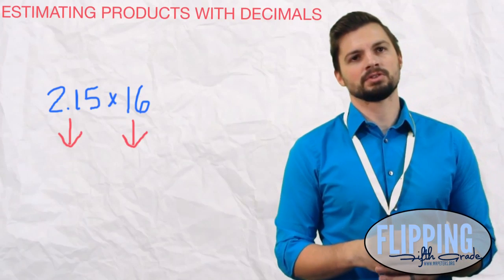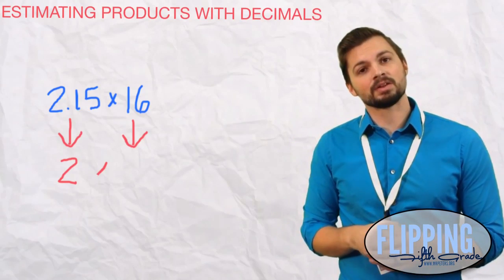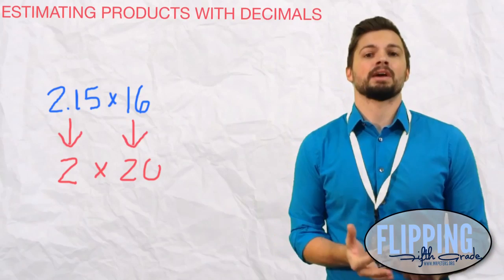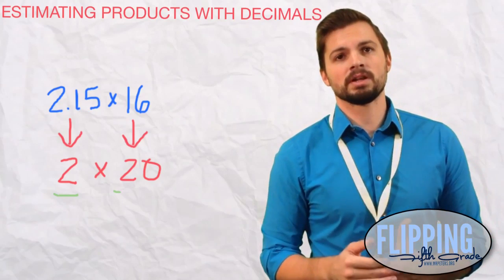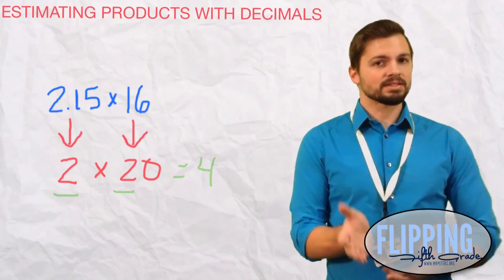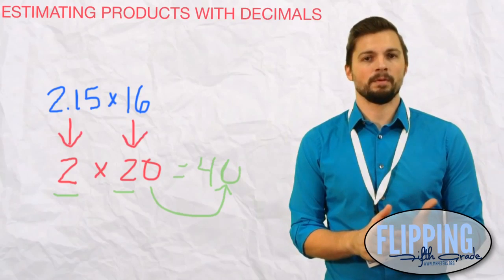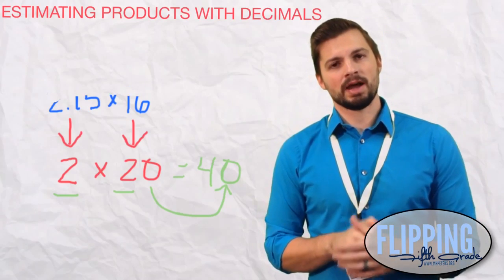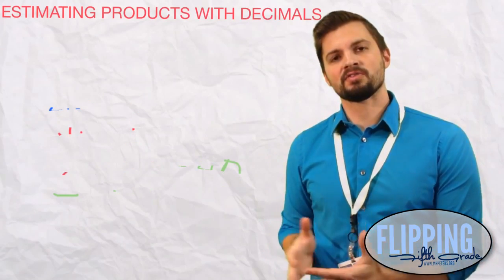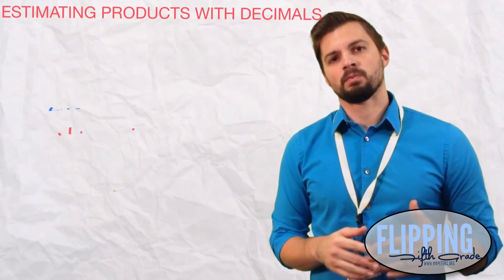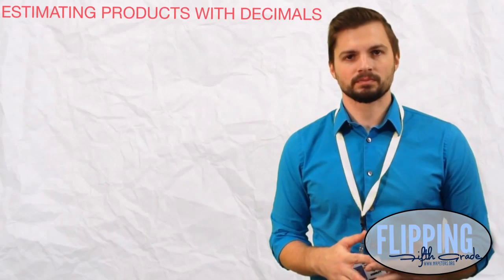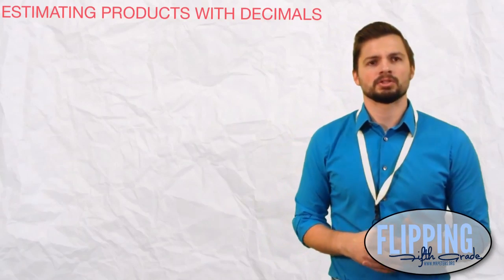$2.15 would round down to $2, and we could round $16 up to $20. That makes it a lot easier. So 2 times 20 will give us $40. That's a very simple example. But what happens when you have to estimate one of the factors that's less than 1? What can we do? So let's look at this.